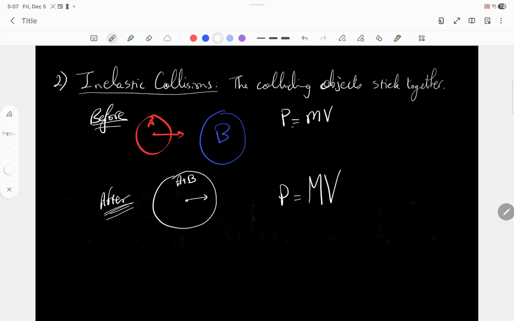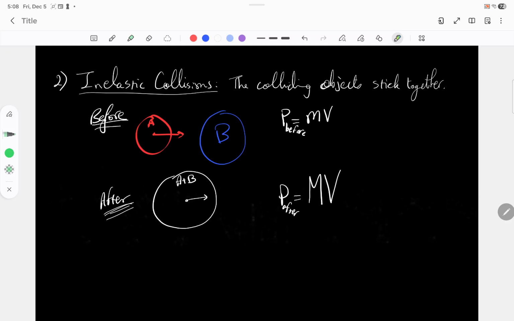So we're going to call this the momentum before and the momentum after. The momentum before is equal to the mass of the moving object A multiplied by the velocity of the moving object A. And the momentum after is equal to the total sum of the mass of A and the mass of B multiplied by the velocity of this larger object.